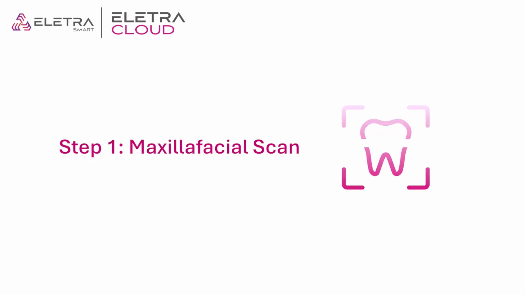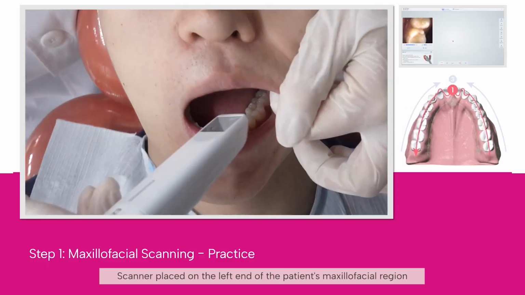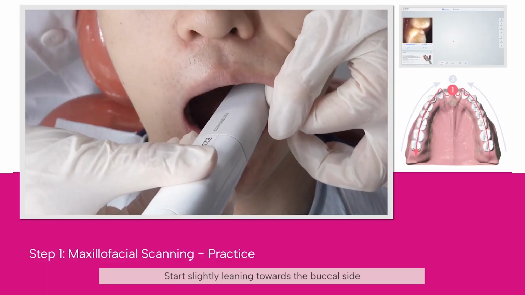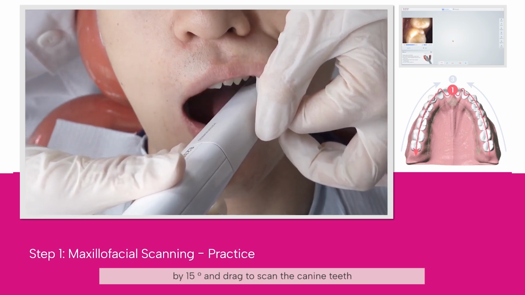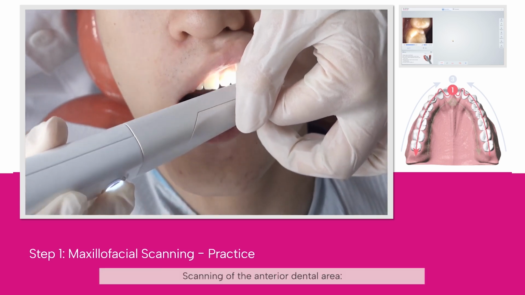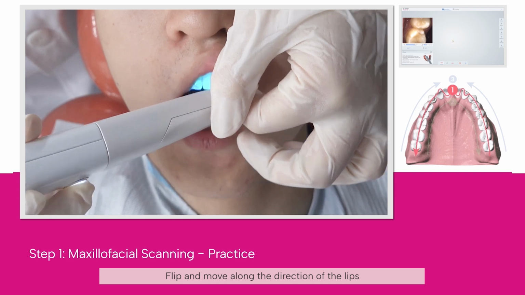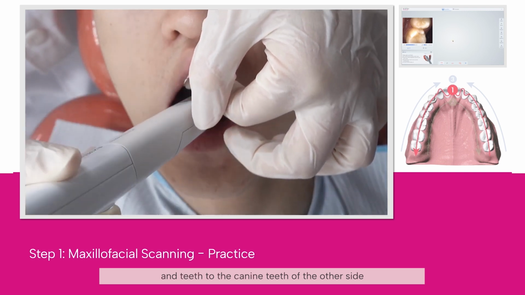Step 1. Maxillofacial Scan. Scanner placed on the left end of the patient's maxillofacial region. Start slightly leaning towards the buccal side by 15 degrees and drag to scan the canine teeth. Scanning of the anterior dental area, flip and move along the direction of the lips and teeth to the canine teeth of the other side.